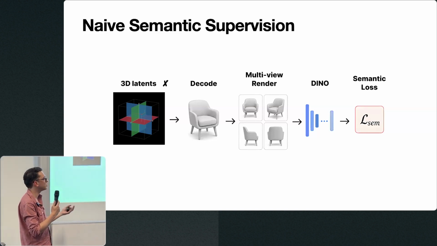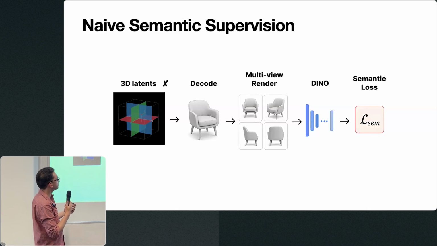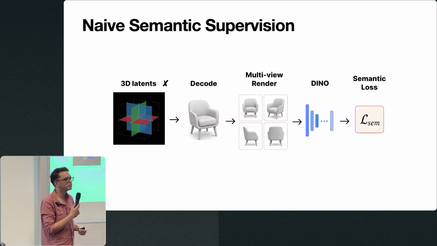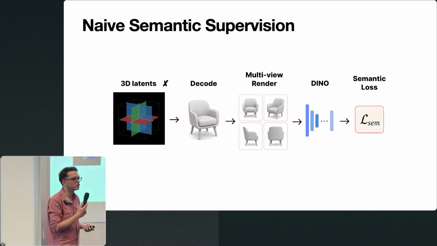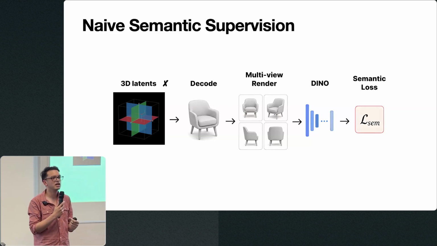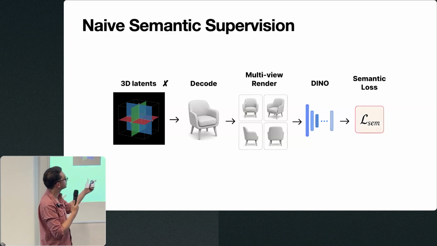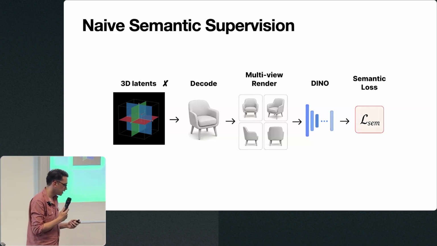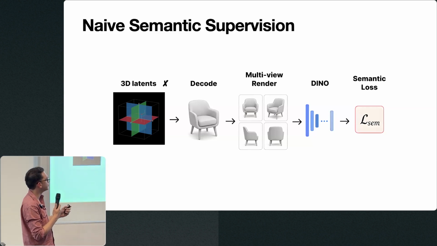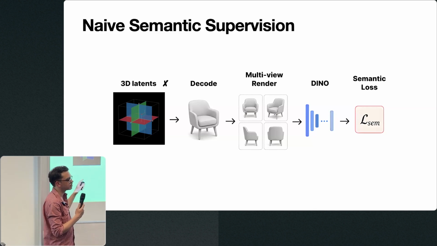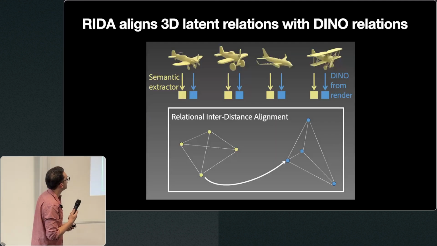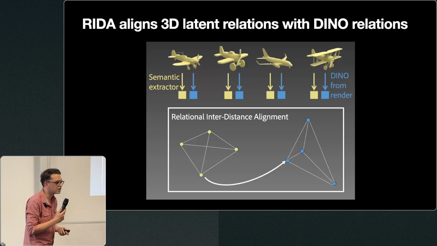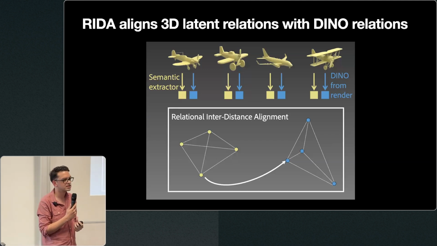This is a popular approach, but it is actually extremely slow, because when we want to train this entire network, decoding the latents back into the 3D shape is quite expensive to begin with, since you have to do something like marching cubes, and this takes quite a lot of time. Then you have to do the multi-view rendering and pass it through DINO, and this is all quite cumbersome. So what we want is to get this semantic loss right in 3D. And to do this, we have introduced something called RIDA, which is Relational Inter-Distance Alignment.